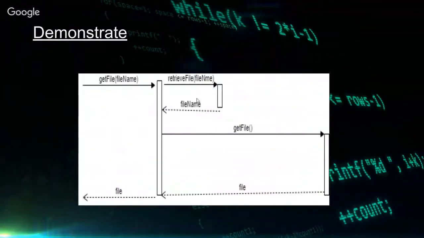Here's a diagram that we created that gets a file with a file name. You retrieve the file using the file name, and then it returns the file name so that it can be used for getting the file with the get file function, and then bringing back the file to be used.